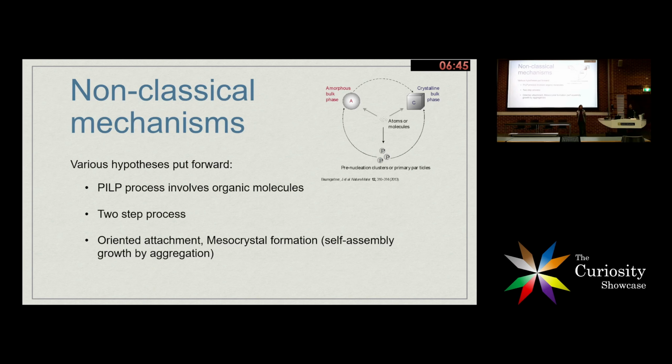Then you've also got some non-classical growth mechanisms. Oriented attachment is where you've got small particles coming together and self-assembling into larger particles. They coalesce into a single crystal. And of course, this is a non-random process. It's oriented in some way. And mesocrystal formation is essentially similar, but the small nanoparticles or the smaller particles don't fuse together.